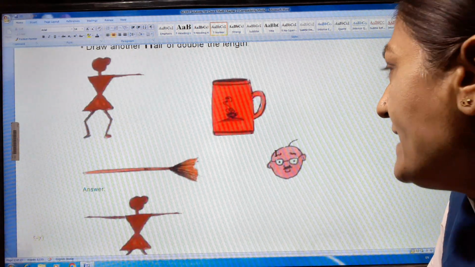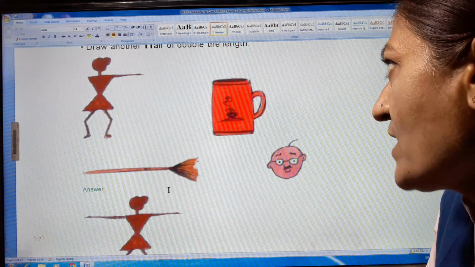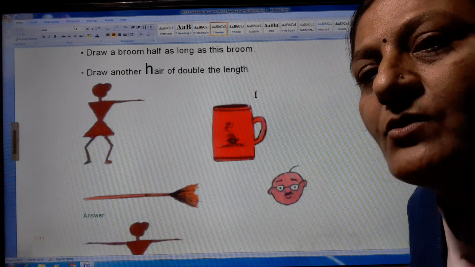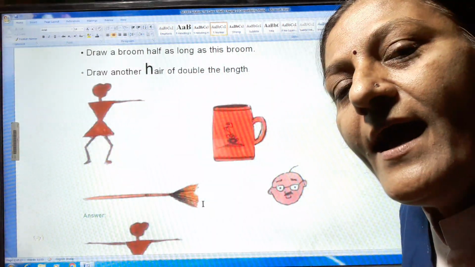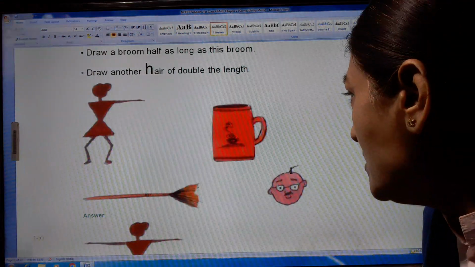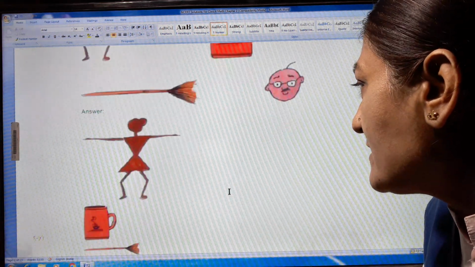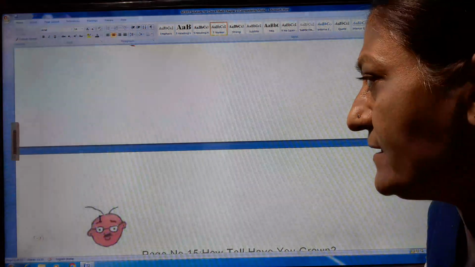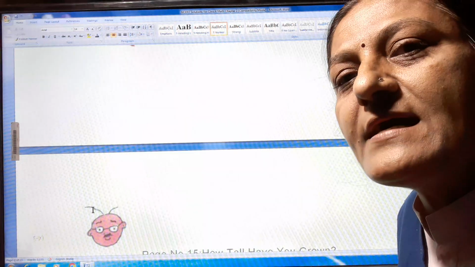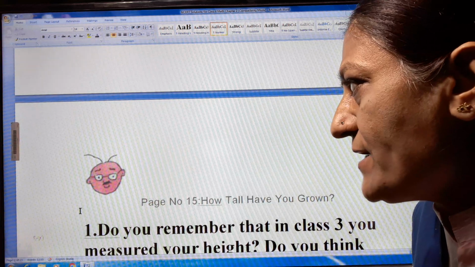Now here one man's drawing is given, and on his head one hair is there. The question is to draw another hair of double the length. You have to draw another hair, and the length of this hair is double that of this hair. Suppose this hair is 2 centimeter. Then we have to draw on that side 4 centimeter this way. We draw the other hair 4 centimeter. Okay. So this way we make the comparison and make longer and shorter things. So this drawing is over.